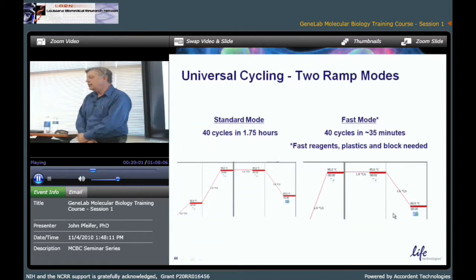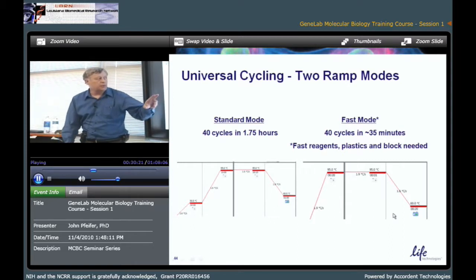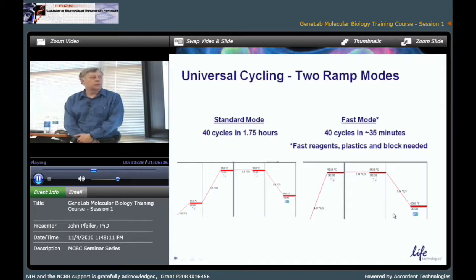Now, initially, we had a certain ramp mode, meaning ramp is the change in the temperature in the block. And the majority of the ramping that was done is what is called standard mode. But several years ago, our researchers developed a new way to ramp called fast mode. So the cycling condition is still a two-step between standard mode and fast mode, but the hold times are a bit shorter and the ramp rate is considerably faster in fast mode.